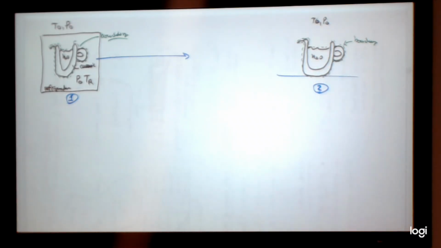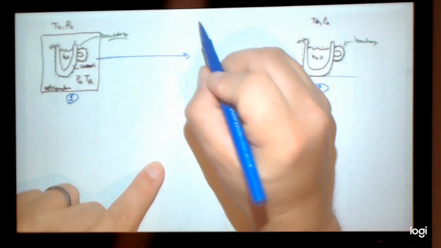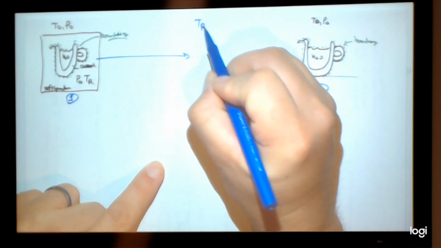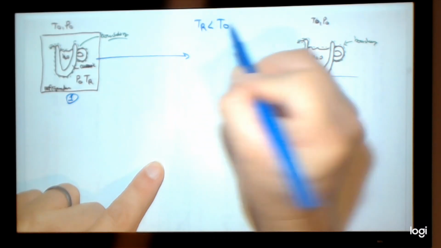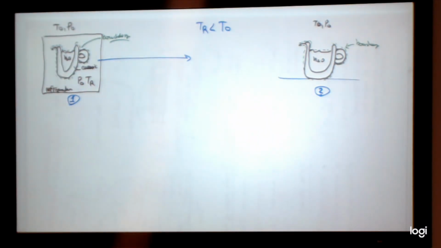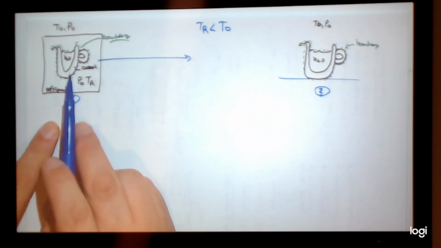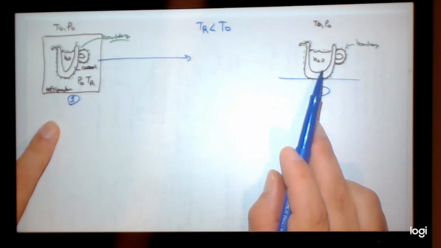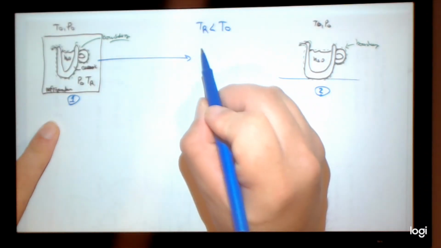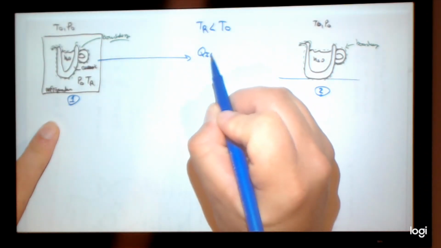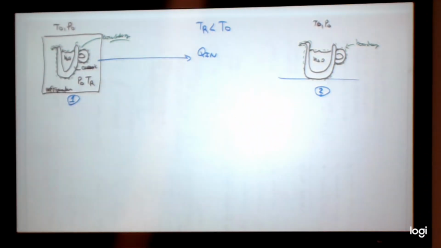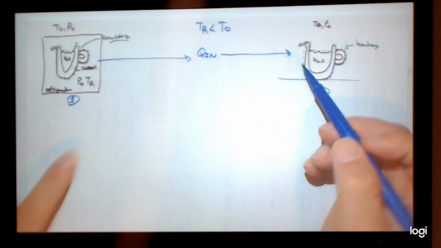But in this process, one thing we do know is that T_R is less than T naught, right? Inside your refrigerator is at a lower temperature than initially, okay? And so just from the standpoint of cooler water mug, warmer water mug, you know that there has to be some heat into the system when you go from state 1 to state 2.